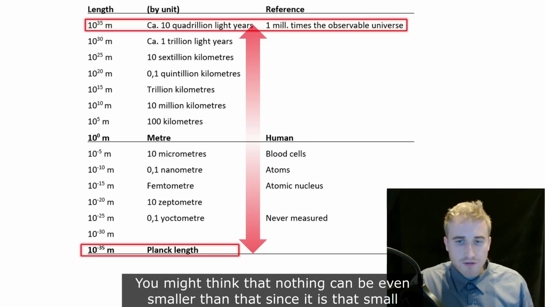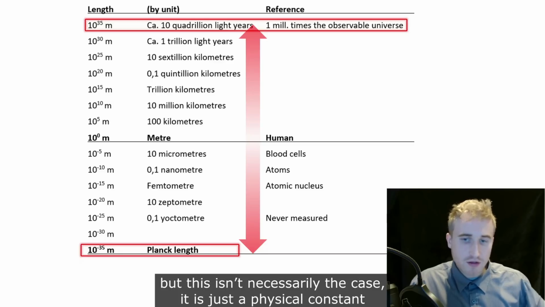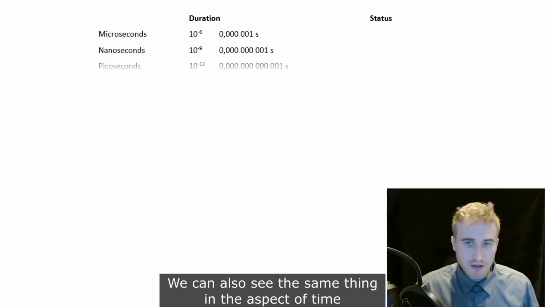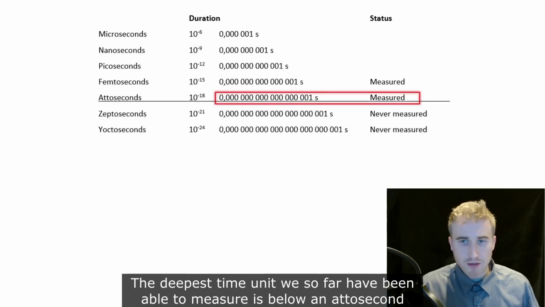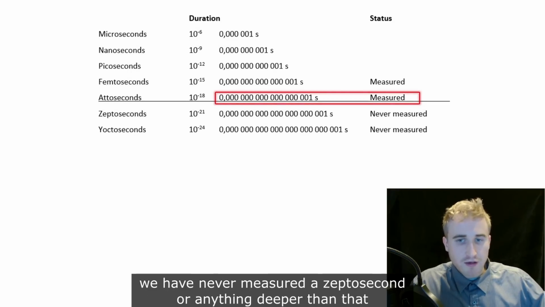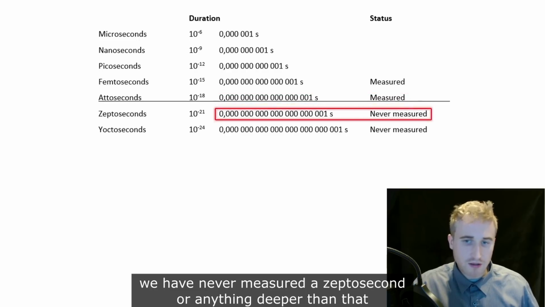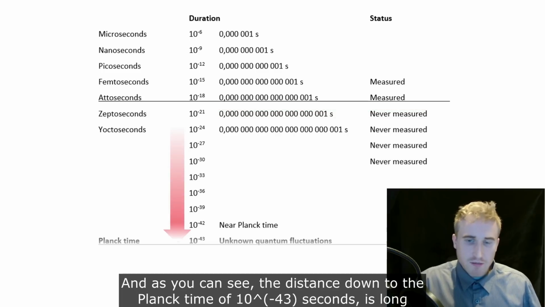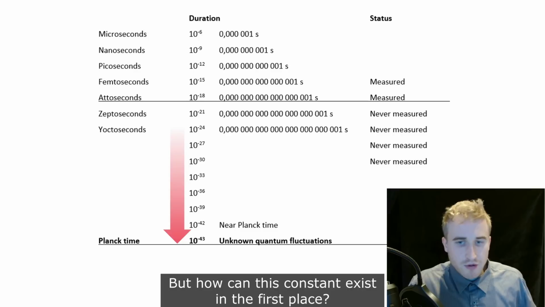You might think that nothing can be even smaller than that, but this isn't necessarily the case, it is just a physical constant. We can also see the same thing in the aspect of time. The deepest time unit we so far have been able to measure is below an attosecond. We have never measured a septosecond or anything deeper than that. And as you can see, the distance down to the Planck time of 10 to the negative 43 seconds is long. But how can this constant exist in the first place?